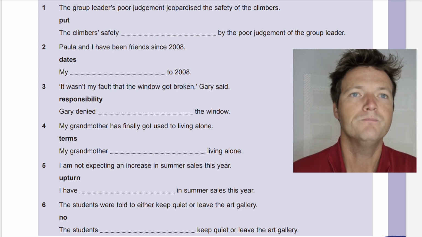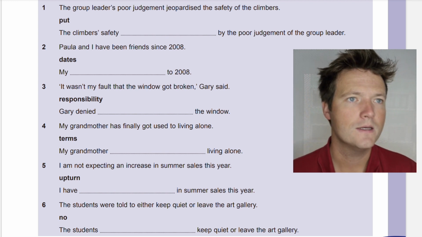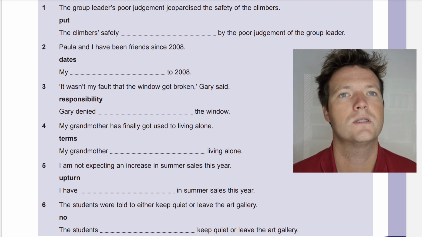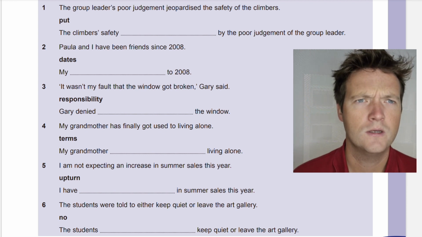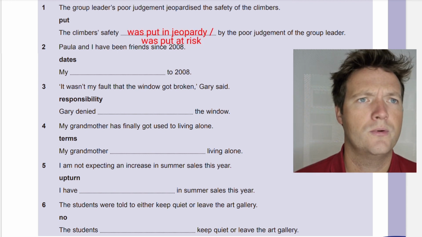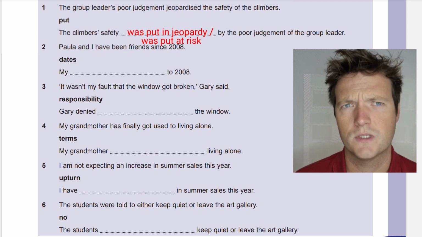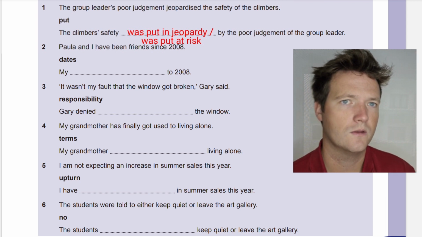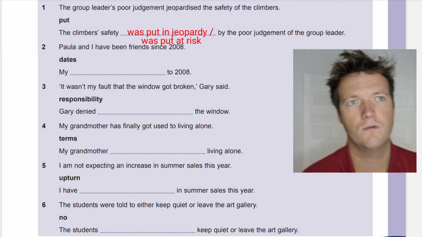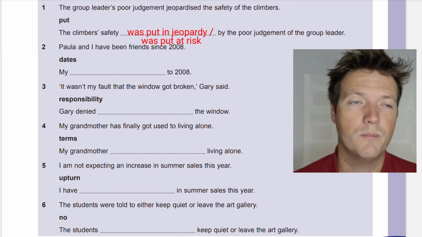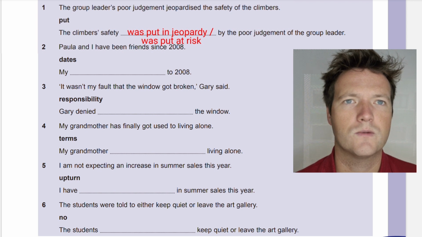using the word put? Well, to jeopardize means that you put something in danger, right? So I think we could say the climbers' safety was put at risk or put in danger by the poor judgment of the group leader. I think they would be the possible options there. I'm not sure if there are any other possibilities. Put at risk or put in danger by the poor judgment of the group leader. I don't know. If you can think of any other possible answers, leave them in the comments. Yeah, that's what I would say there.